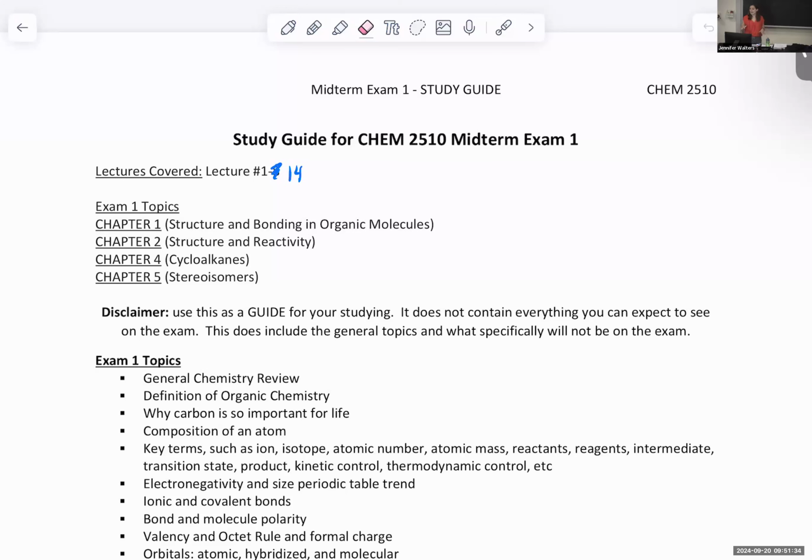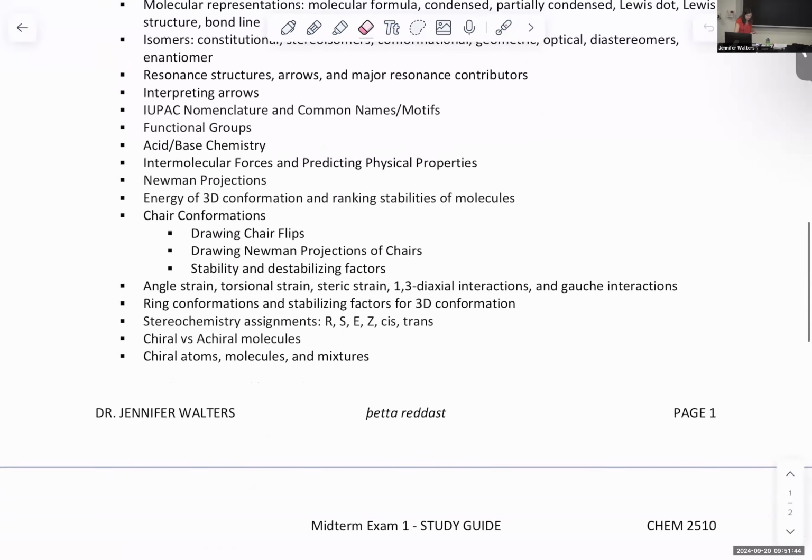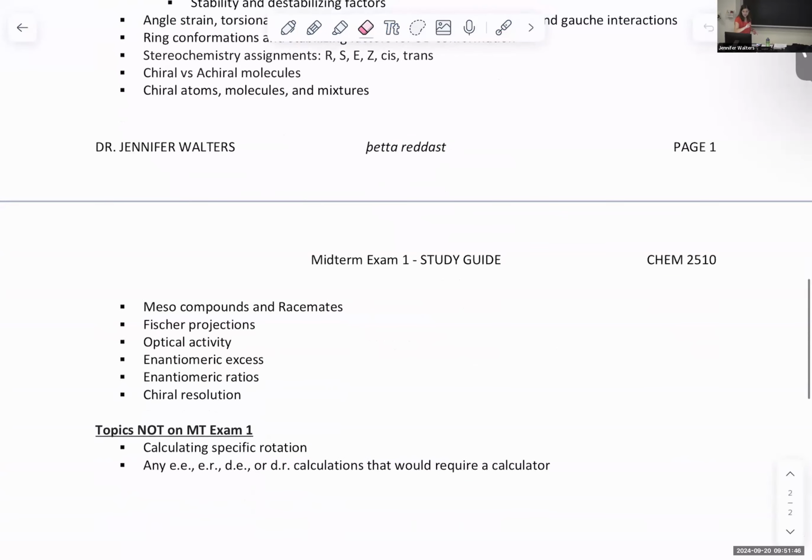So how I create your study guide is I opened up the lecture notes and I went page by page and I just wrote down what all of the topics were that we covered. So that's all this list is, the headers on all of our lecture notes. That is our study guide, just the things that we have talked about.